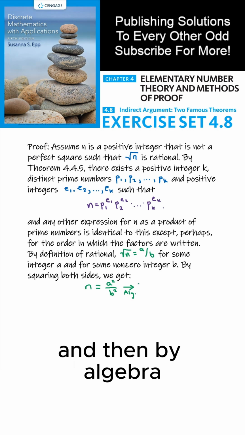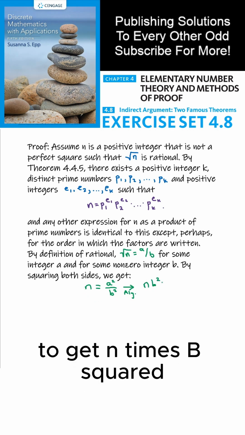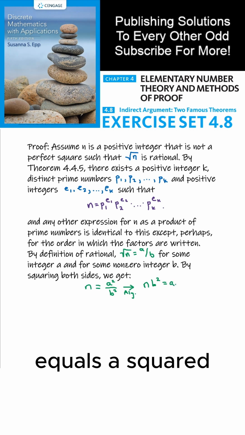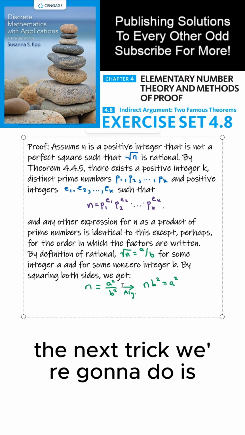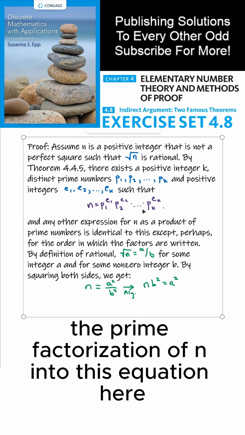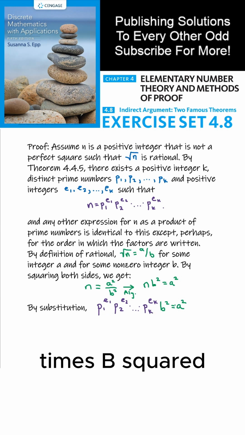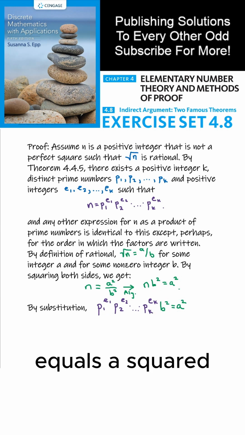And then by algebra, we can bring the b squared to the left-hand side to get n times b squared equals a squared. The next trick we're going to do is substitute the prime factorization of n into this equation here. So by substitution, we have this prime factorization times b squared equals a squared.